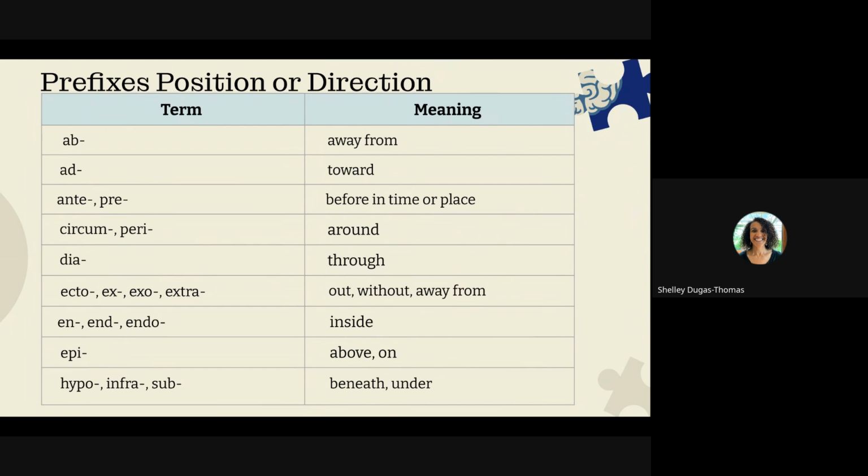So let's get familiar a little bit more with these terms. So, ab versus ad. Think of movement. Abduction is pulling a limb away from the midline, like being abducted or taken away. Adduction is bringing it toward the body. You are adding it back to the midline. Circum and peri. Pericardium is the sac surrounding the heart. Endo versus exo and extra.